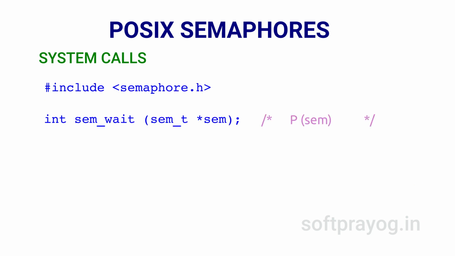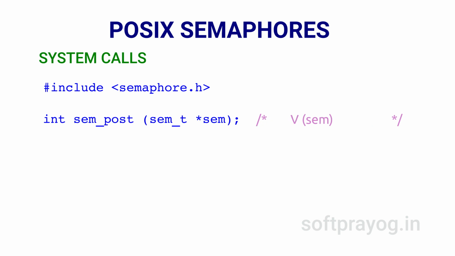The sem_wait system call provides the P operation for the semaphore. If the semaphore value is greater than 0, sem_wait decrements the semaphore and returns. If the semaphore value is 0, sem_wait waits for the semaphore to become greater than 0, decrements it and returns. sem_wait is an atomic operation, which means if multiple processes do a sem_wait, only one will be able to complete it from start to finish at a time.